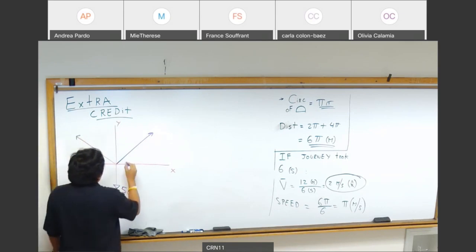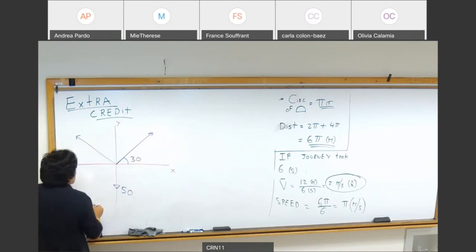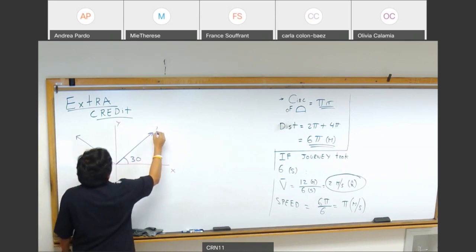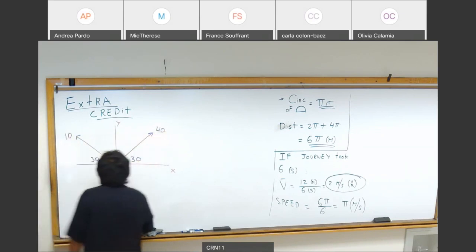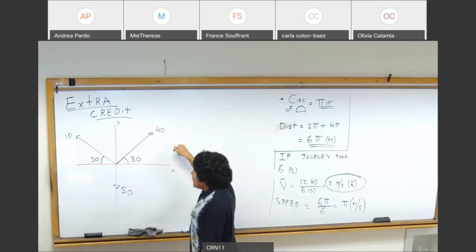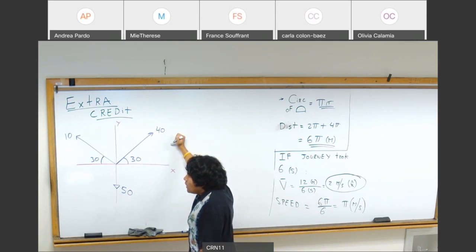But I want to change the value. So this will be 30, 30 as well, fine. But let's make this 40 and let's make this 10. So in this problem, let's say they want you to find the resultant of the vectors. All right?